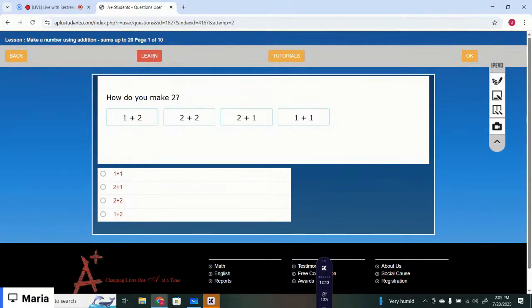How do you make 2? So I need to find the option that makes 2. So the correct option is 1 plus 1. When you add 1 plus 1 it makes 2. Option number 1 is the correct option.